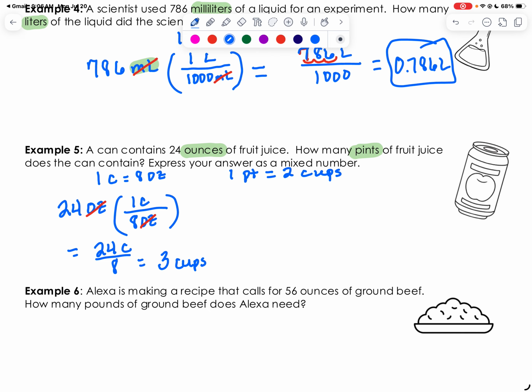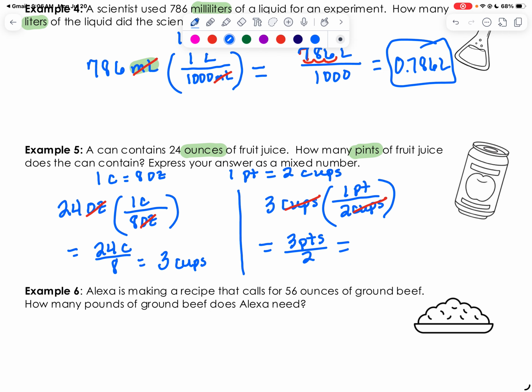cups. All right, now I want to convert 3 cups to pints. So I'm starting with 3 cups, and I'll use my second unit rate, and I'll put 2 cups on the bottom and 1 pint on the top. So when I cancel out the cups, I'm left with 3 times 1 is 3 pints divided by 2. And 3 divided by 2 is 1.5 pints.